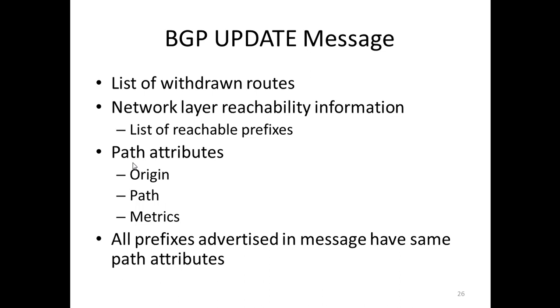The list of withdrawn routes: what routes are now no longer part of this network currently? Network layer reachability is the list of reachable prefixes, that is, how many nodes, devices or routers you can reach using this network. The path attributes like origin, path, and metrics you can also find in these BGP update messages. And all the prefixes advertised in the message have the same path attributes. So this is the thing that is common in the different messages: the path attributes will be the same for the prefixes.